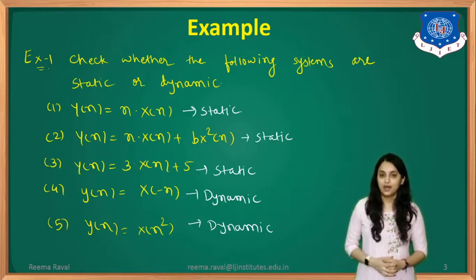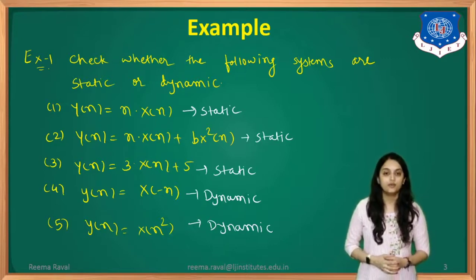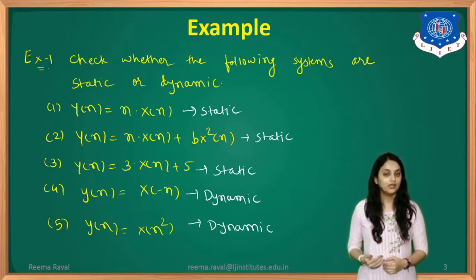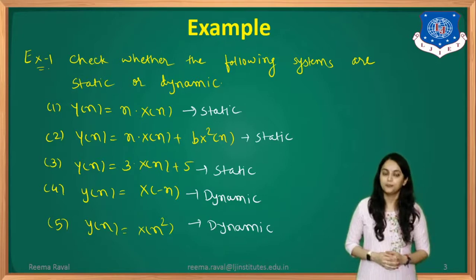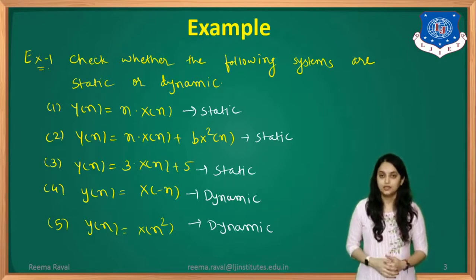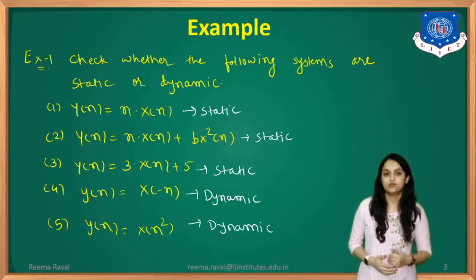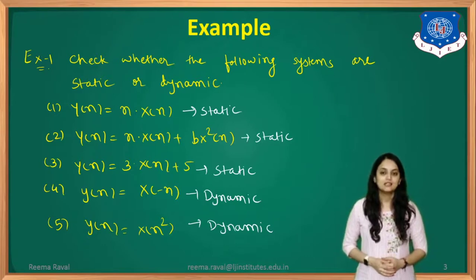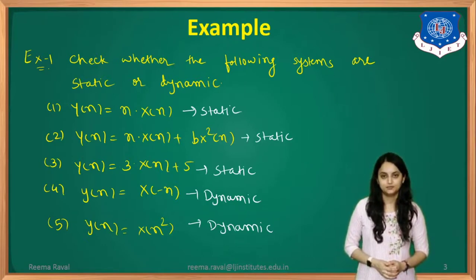Now next, number 5 is y of n equals x of n square. Here again, for any values of n, it will depend on future values. For example, if I take n equals 3, so x of n square will be x of 3 square, that is 9. So n equals 3 gives the system function x of 9, that means future values. So this states that it is a dynamic system.